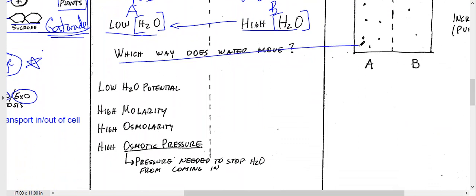All right, so we answered which way does water move. It moves from high to low concentration. What happens, therefore, to side A? Well, side A is going to get bigger. It's going to swell. If side A was a cell, it could potentially burst. Right? And side B, because it loses water, is going to shrivel, or get smaller.